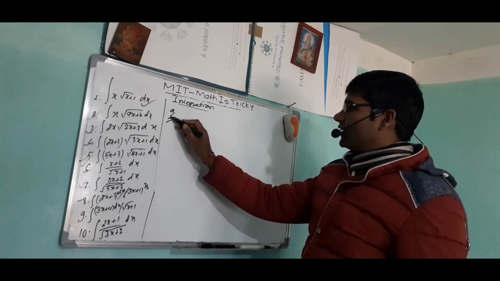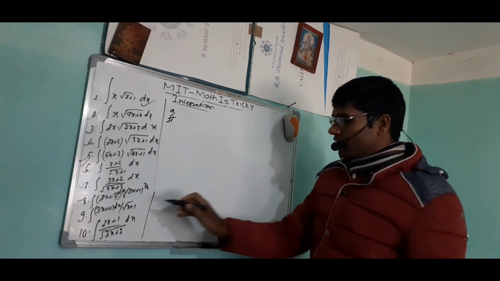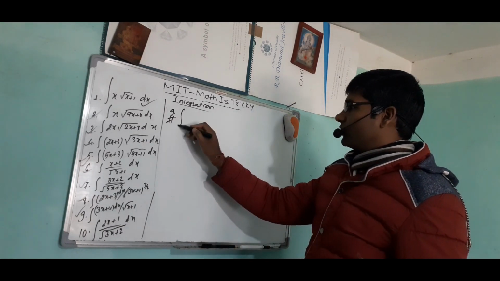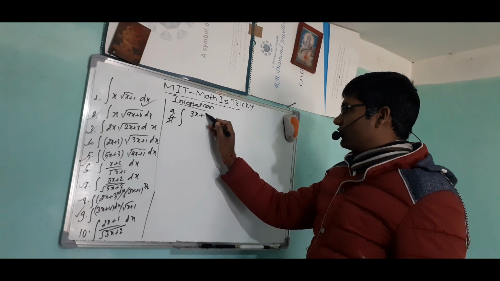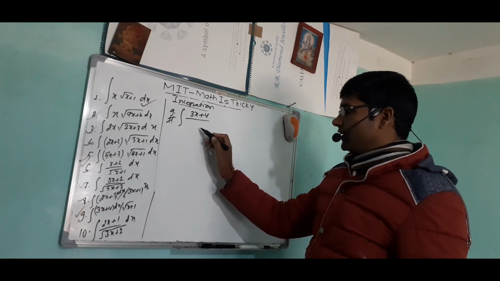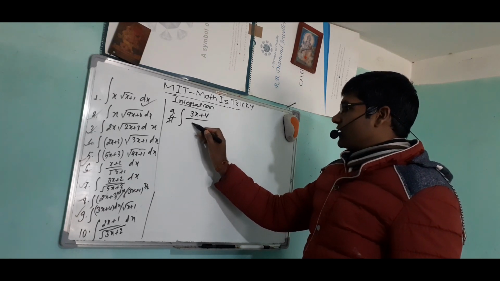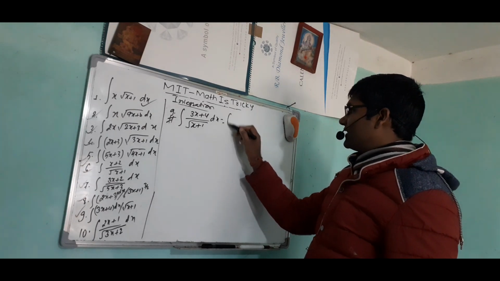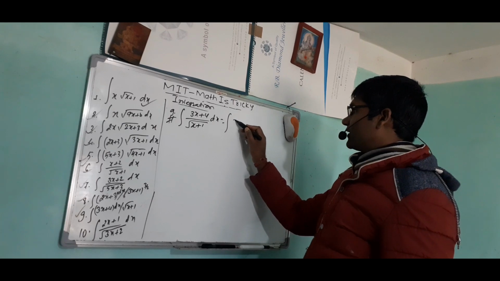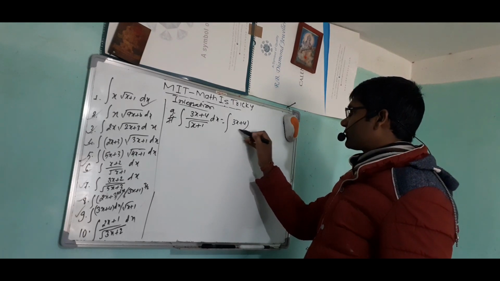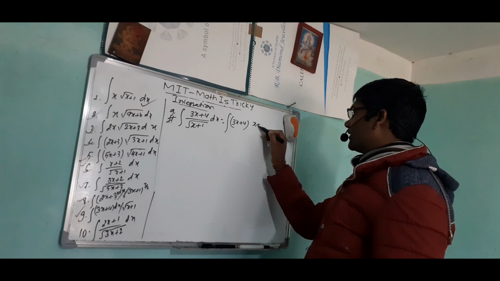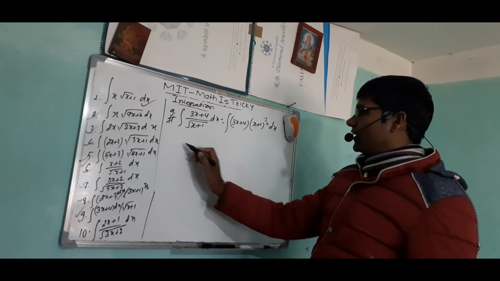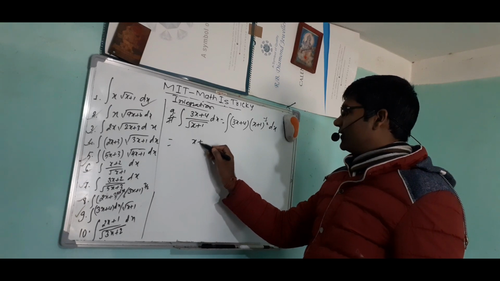Question number 9, maybe if it is going too fast, you can pause the video and slowly solve by yourself. So the next question is (3x plus 4) divided by the square root of (x plus 1) dx. So as before, we'll change this into product form: (3x plus 4) times (x plus 1) to the power minus 1 by 2 dx. So as before, we'll first write the base here.